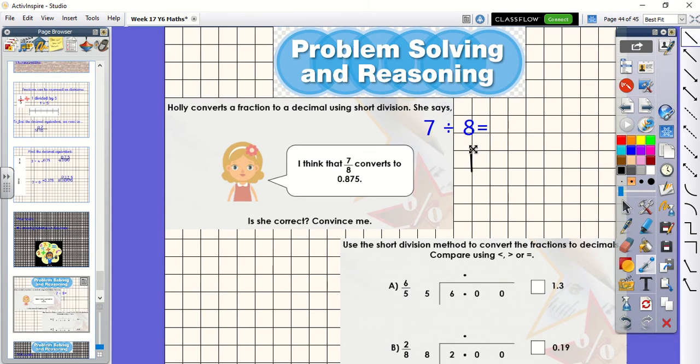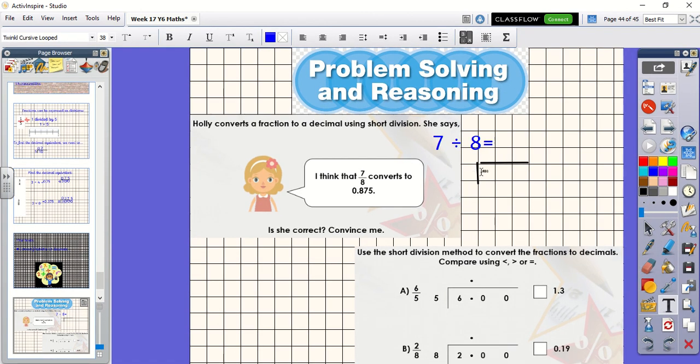I'll just set it all out so you can see how to set it out as well. So your numerator goes inside that bus stop, that short division, and then your denominator, that's what you're dividing by, goes on the outside. Okay, so I know definitely straight away you are going to include a decimal point. Okay, so that's how you set that one out. So you would have to work out the answer to see whether Holly was correct or not.